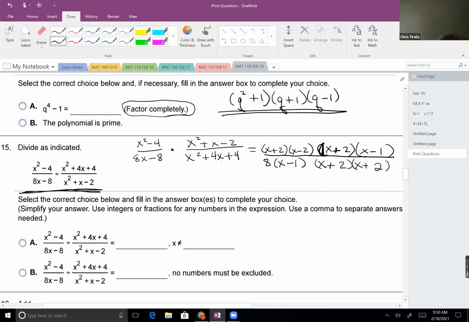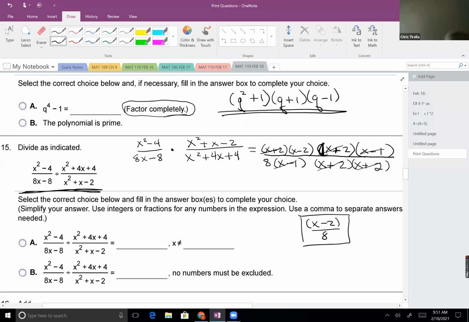Now I'm going to match, see what's the same. The x plus 2's are in common, numerator to denominator. The x minus 1's are in common. So what I'm left with is x minus 2 over a. That's my answer.